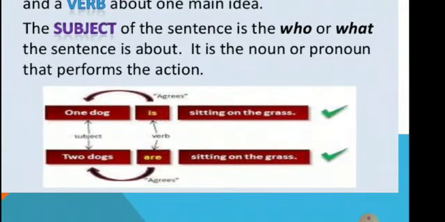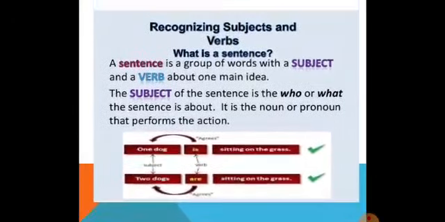Look at the examples. One dog is sitting on the grass. So the subject is a dog, which is only one dog, and it agrees with the verb is. Look at the second example. Two dogs. So the subject is the dogs, which are two. So they are now plural, and the plural has to take are, not is. So this is the meaning of subject-verb agreement.